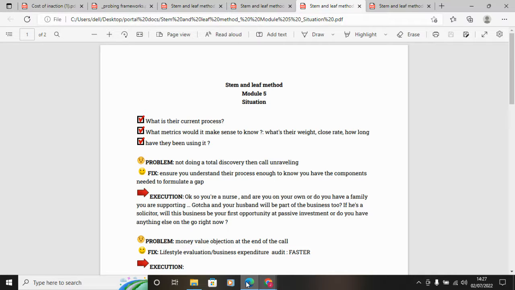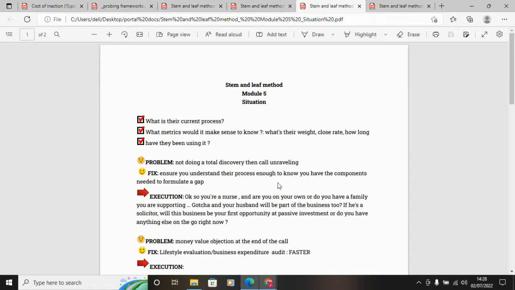As we discussed before, any discovery process within a selling environment is going to have their current situation. So what are we trying to work out, guys? We're trying to work out what the current process is. Seems a bit of a no-brainer, right? But also, what are the metrics? It would make sense to know their close rate. How long have they been following this current strategy? How long have they been using it? Sorry, that's a runoff from the last line there.